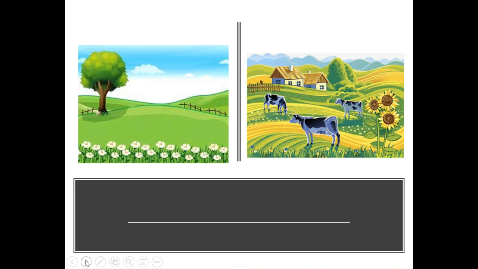So, how are these pictures the same or similar? They both, well, they both show country. Country.